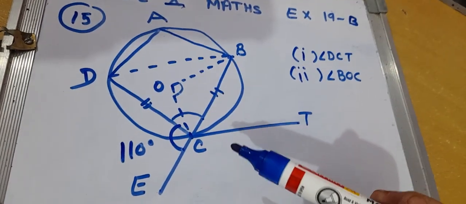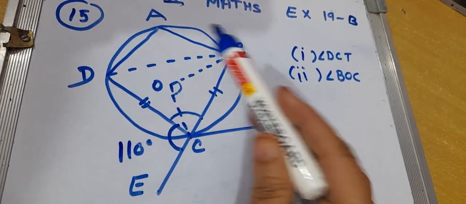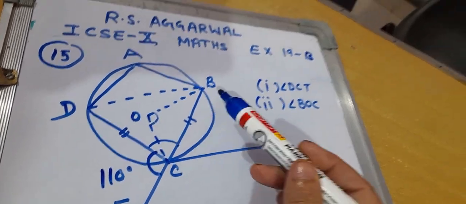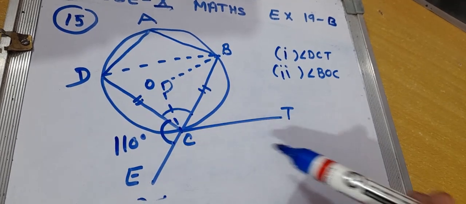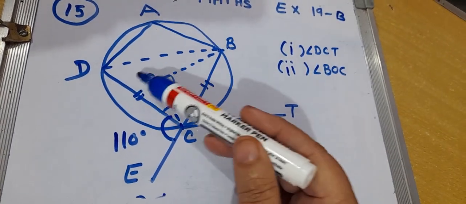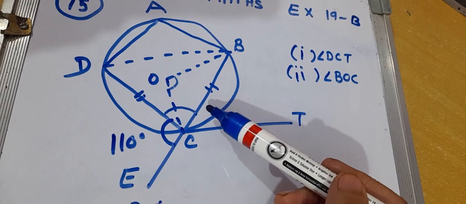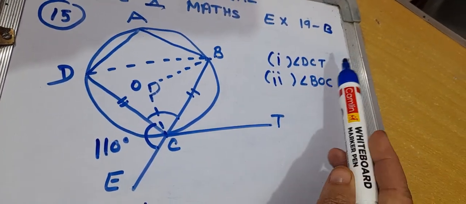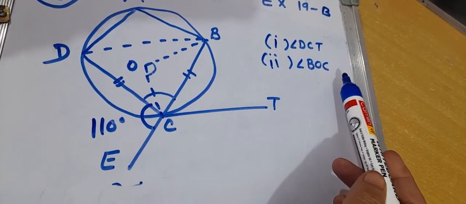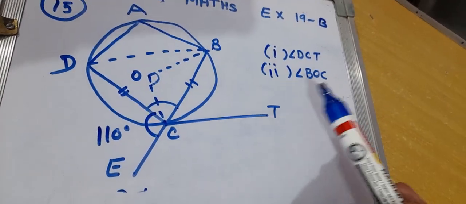Question number 15. We are given ABCD is a cyclic quadrilateral, DC is the tangent to the circle, and CB equal to CD. Angle DCE is 110, and we are asked to find angle DCT and angle BOC. Students, read the statement. All these things are given.